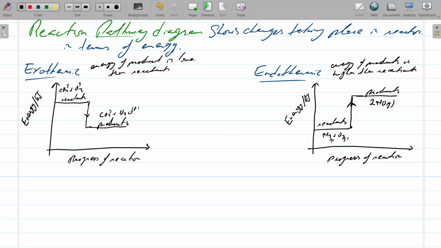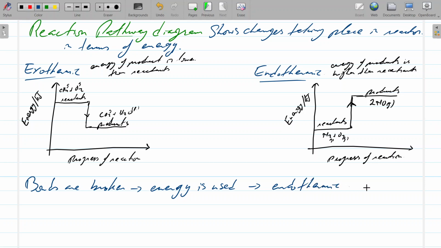So, along with this understanding, we need an understanding of what's happening when bonds are being broken and bonds are being made. So, right, when bonds are broken, right, energy is used. So it's taken in. And so breaking bonds is endothermic. They need an input of energy.